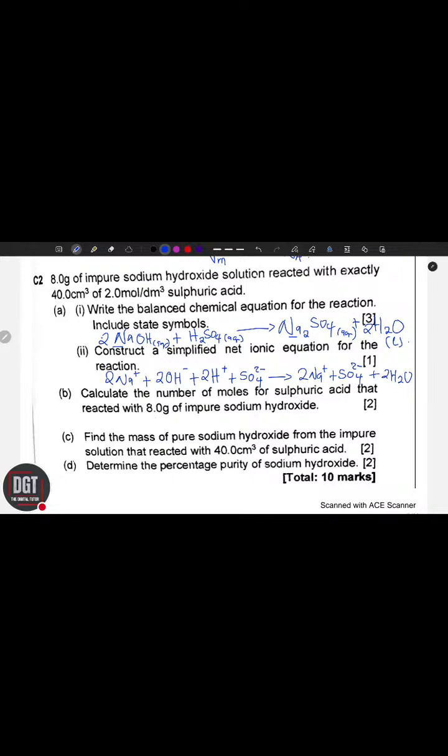Okay, so now we cancel out spectator ions, those that are found on both the reactant and the product. So sodium is found and sodium is found. Sulfate and sulfate is found. So what you are remaining with is 2 OH negative plus 2 H positive, then of course H2O. Okay, so all these ions are aqueous. So that is what you need to write.